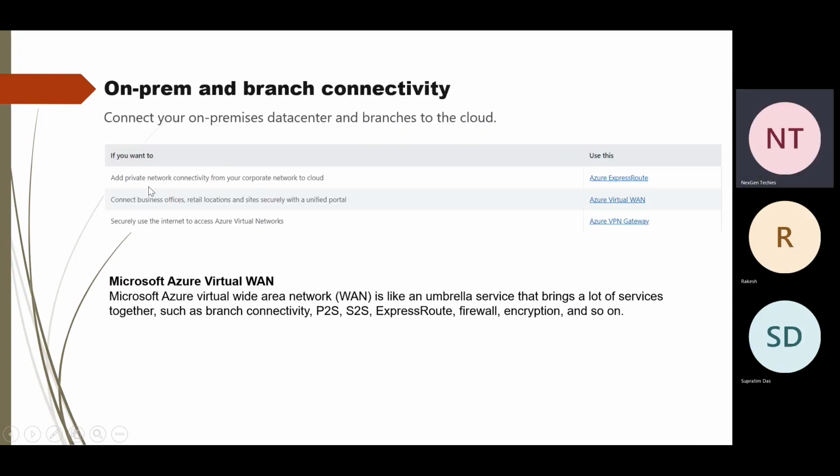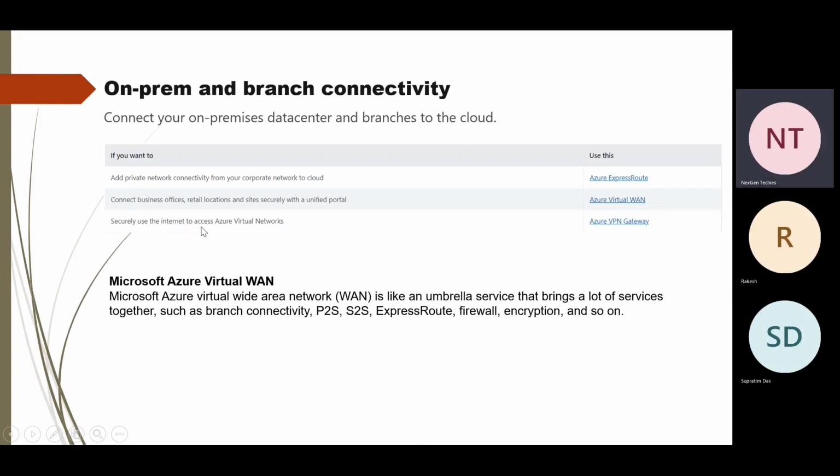Okay, so if you extend your private network from your corporate network to the cloud, then you can use Azure Express Route. Basically, Azure Express Route connects your on-premise data center to Azure. It connects business offices, retail locations, site security, whatever it is, and you can use Azure Virtual WAN.